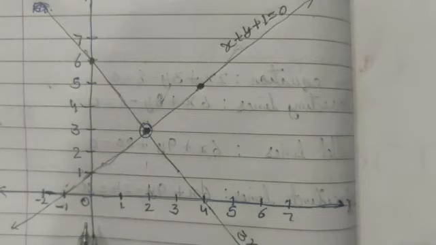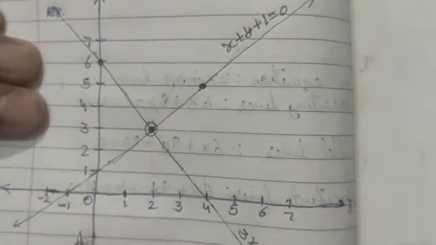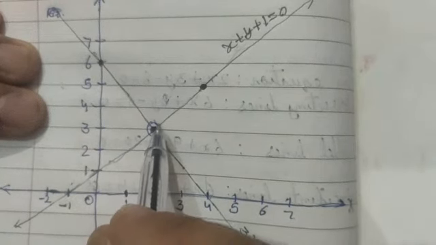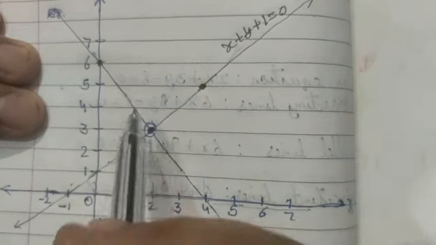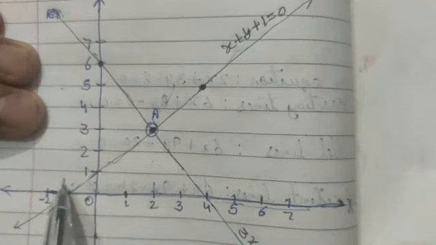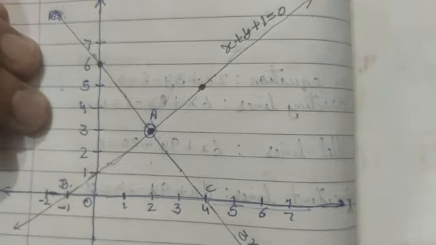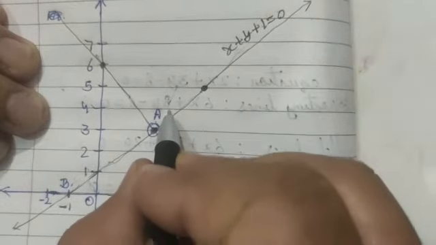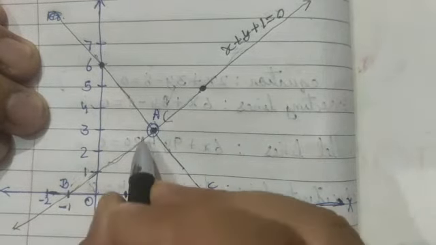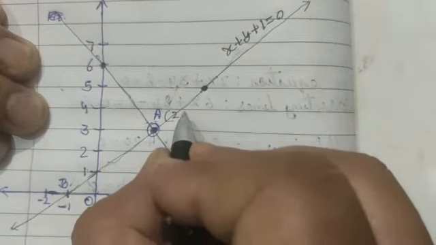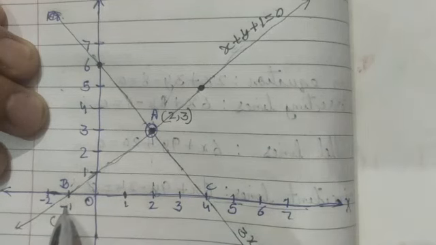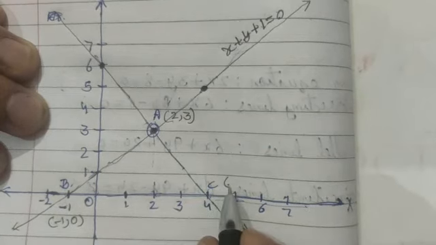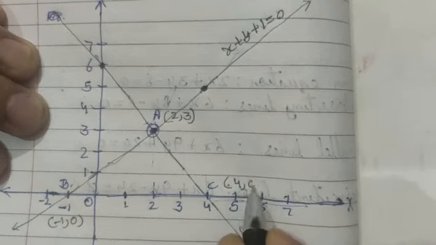Now after this, it is saying that you have to find the coordinates of the vertices of the triangle formed by these lines and the x-axis. Now this is our x-axis, and with the x-axis the triangle formed is ABC, and the coordinates of the vertex A are (2, 3). And B is x is minus 1 and y is 0, and C is x is 4 and y is 0.